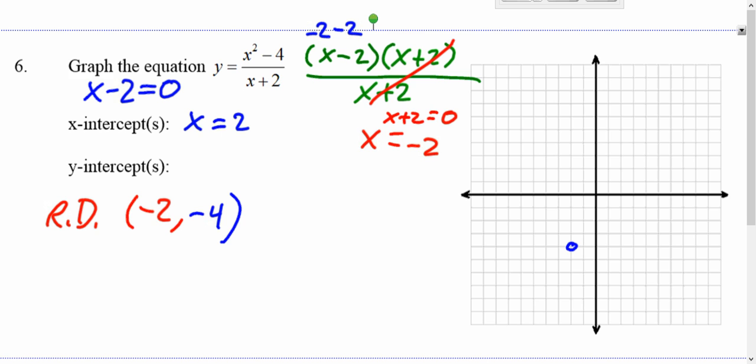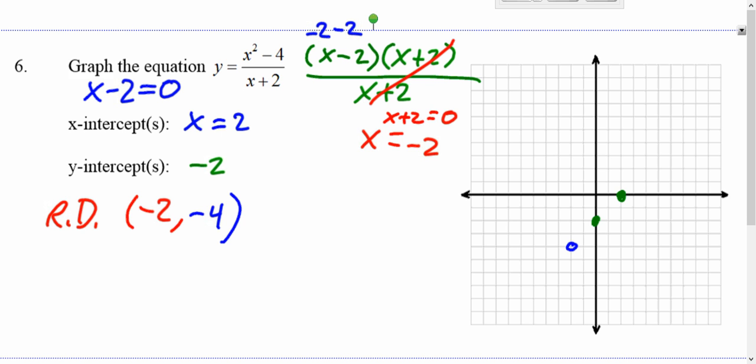And for your y-intercept, you plug in 0. So if you plug 0 into x minus 2, because you only plug it into what's left over, 0 minus 2 is negative 2, our y-intercept. Negative 2 is our y-intercept. Positive 2 is our x-intercept.